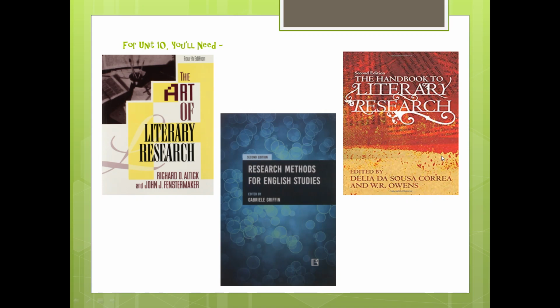And if you want a personal opinion, we will say here at the English Tutor channel, I will say that go for these two books, Gabriele Griffin's book and Correa and Owens's book, because Altick's book is a bit outdated compared to the two. So go for these two books. And apart from that, you should also read the MLA handbook, especially the 8th edition and the newly released 9th edition. Because in India, most of the literary research is done by following the MLA handbook, the instructions and rules that are given in the MLA handbook.